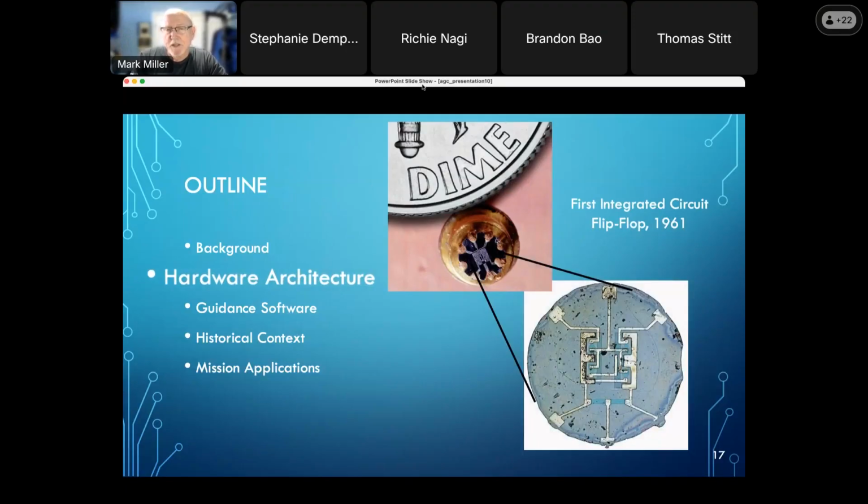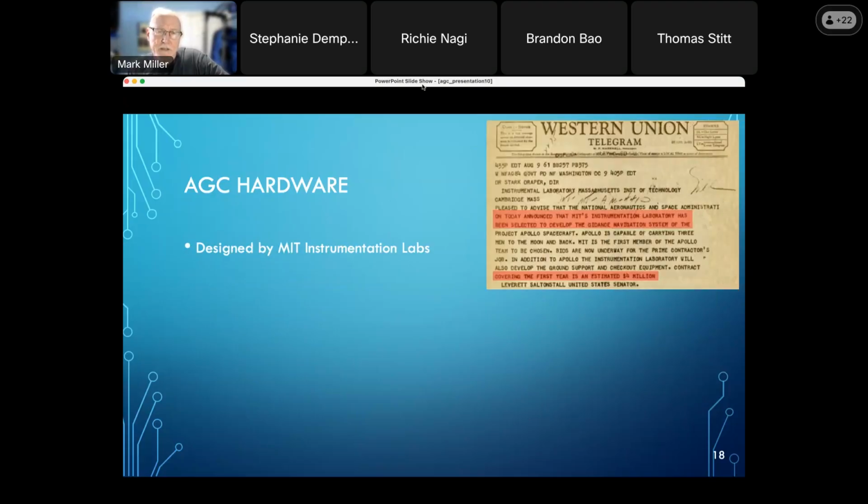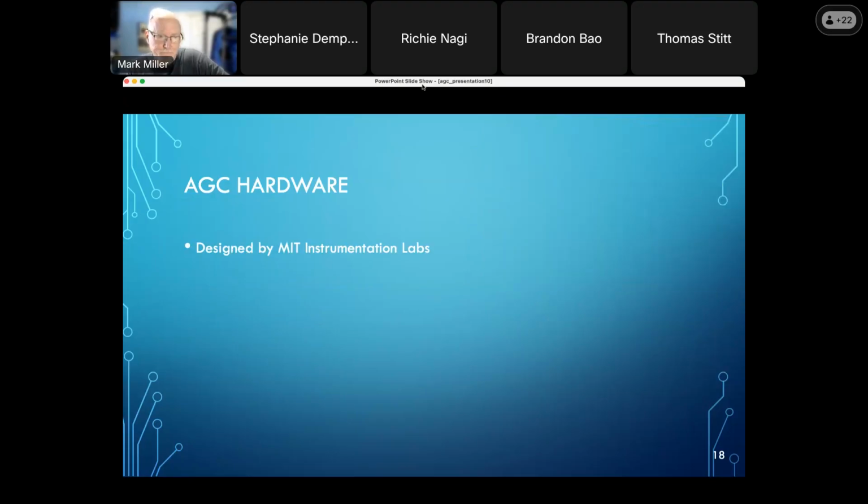So that's a picture of one of the first integrated circuits, an integrated circuit flip-flop in 1961. The machine was designed by MIT Instrumentation Labs. It was also called Draper Labs back in the 1960s. And that's an actual telegram from NASA to MIT to let them know they have won the contract back in 1961 to build the guidance system for the Apollo program. And down there at the bottom it says, covering the first year is an estimated 4 million. In today's dollars, that might be 40 to 45 million.